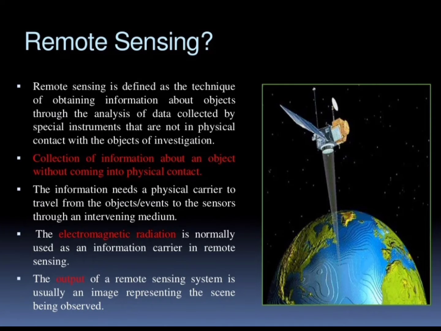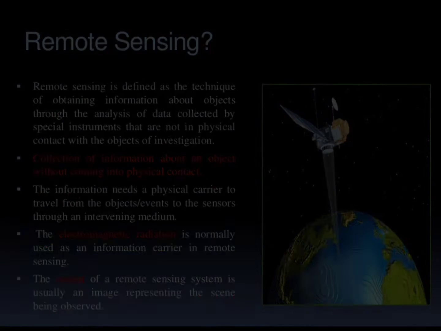The information needs a physical carrier to travel from the objects or events to the sensors through an intervening medium. Electromagnetic radiation is normally used as an information carrier in remote sensing. The output of a remote sensing system is usually an image representing the scene being observed.